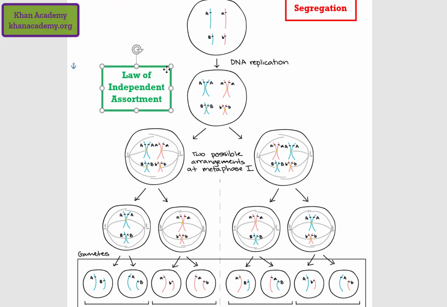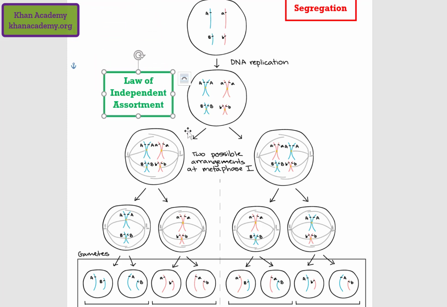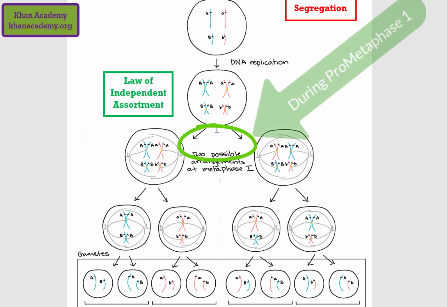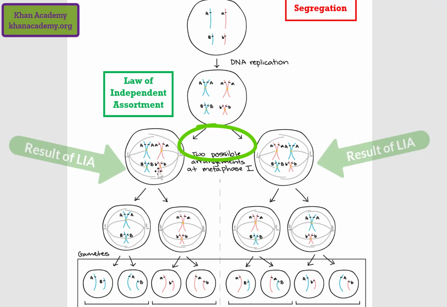Okay, so this is the law of independent assortment. The law of independent assortment happens right here. The result of the law of independent assortment is what metaphase 1 looks like. Metaphase 1 shows that the law of independent assortment has occurred.